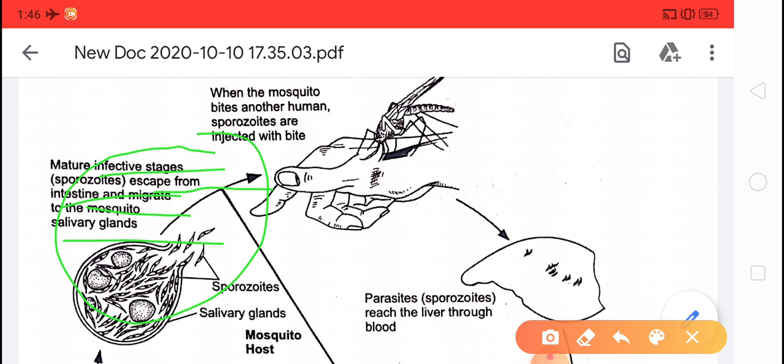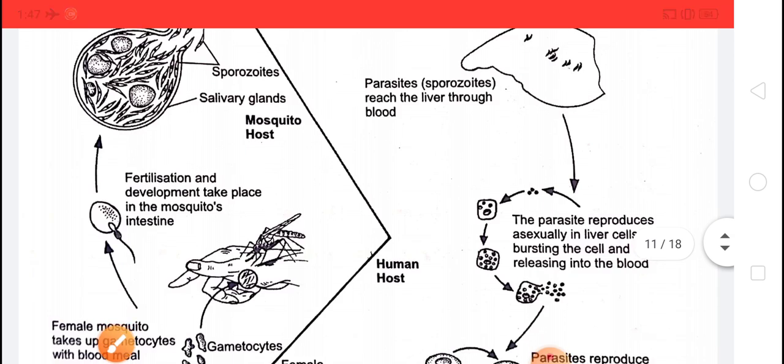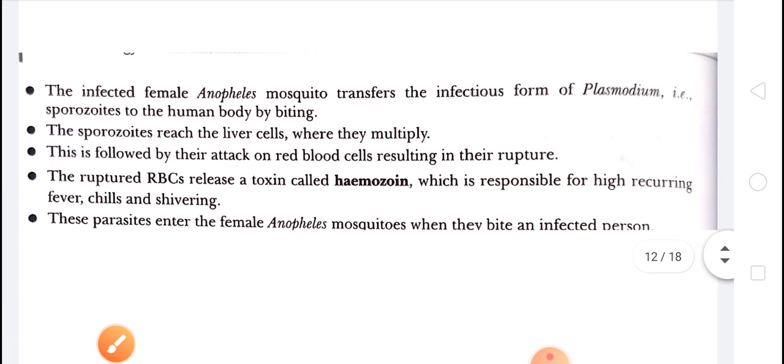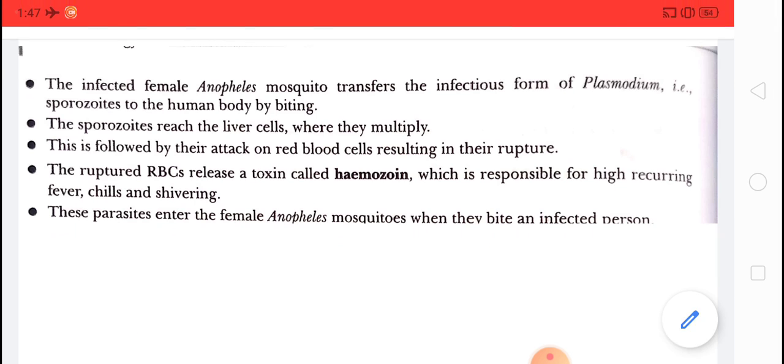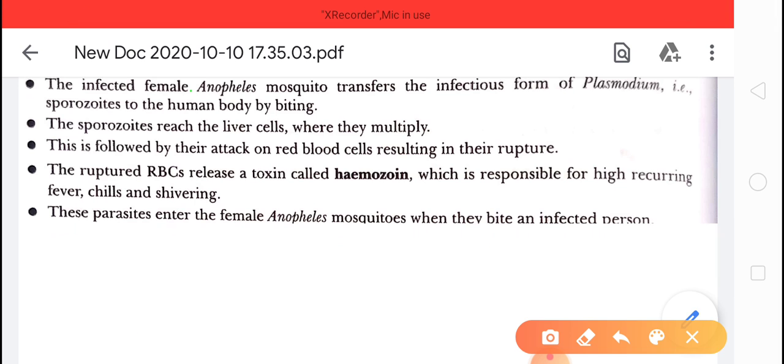Okay, now some points regarding that also you can understand. The infected female Anopheles, what we have discussed in the life cycle, now in points. So the infected female Anopheles transfers the infectious form of Plasmodium, that is sporozoites, to the human body by biting. Okay, the first point.